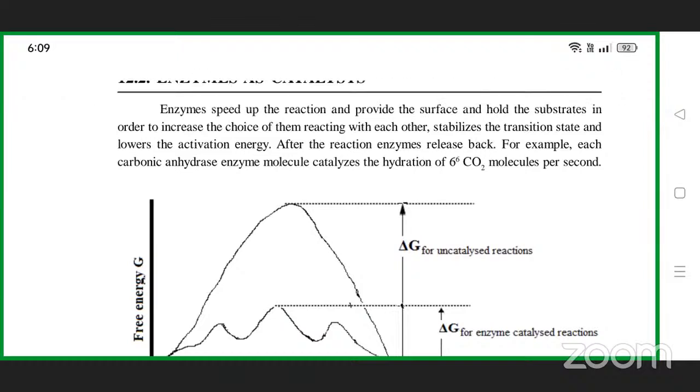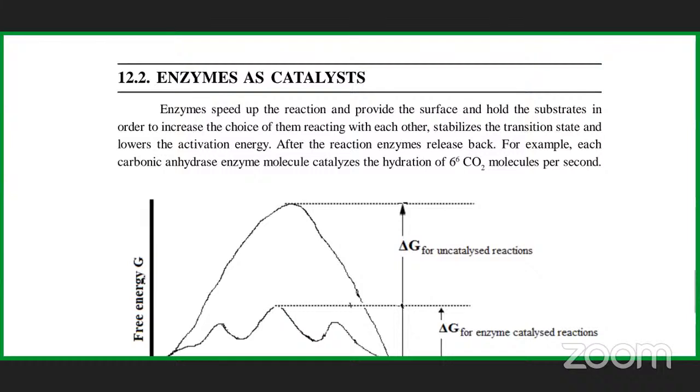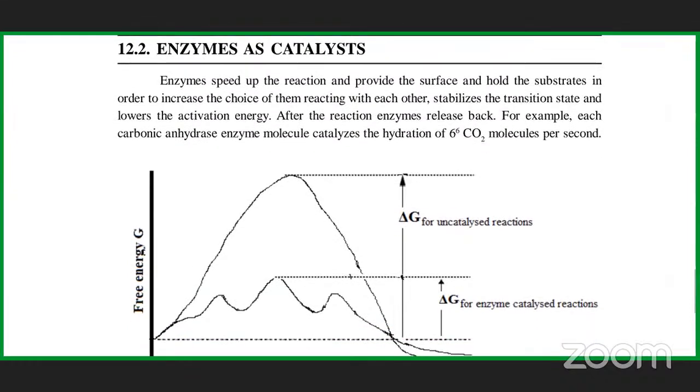For example, here you see this carbonic anhydrase enzyme. It catalyzes the hydration of the 6 carbon dioxide molecule per second, because the enzymatic reactions are very speedy processes. They are very quick processes here.